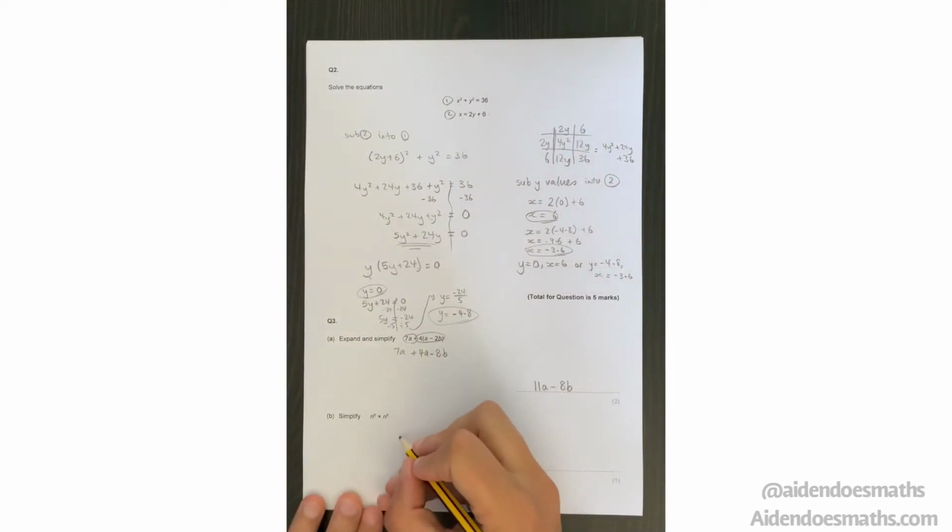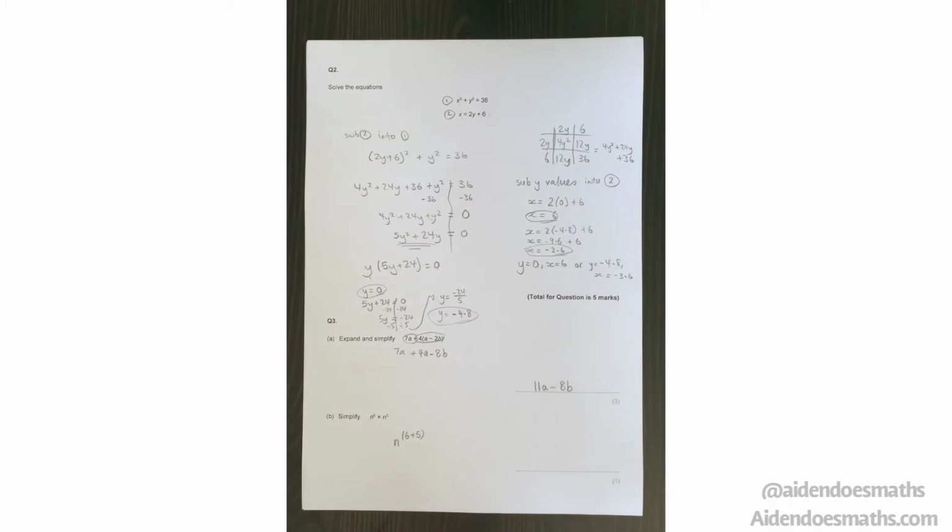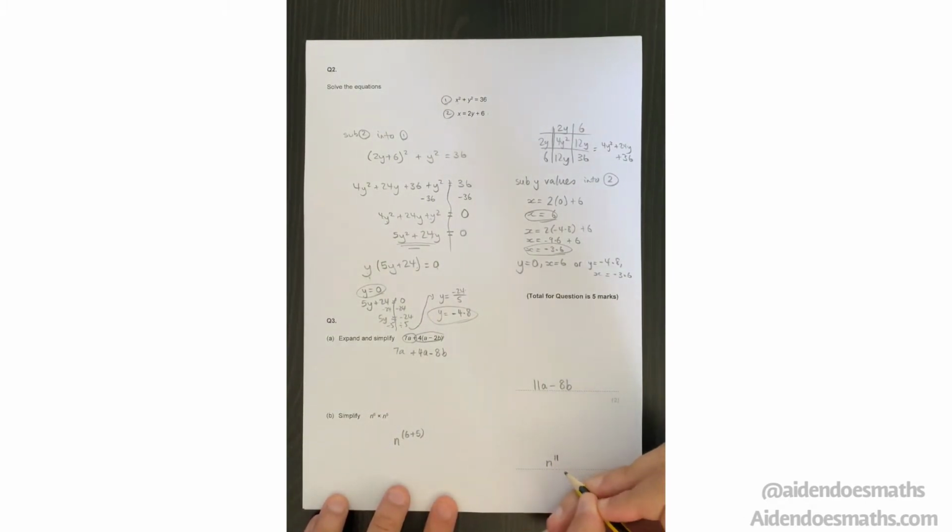Simplify n to the power of 6 times n to the power of 5. Remember, when we multiply with powers, okay, we're going to just add those powers together. So n to the power of 6 plus 5, essentially. N to the power of 11, that's our answer there. Nice, easy 1 mark.